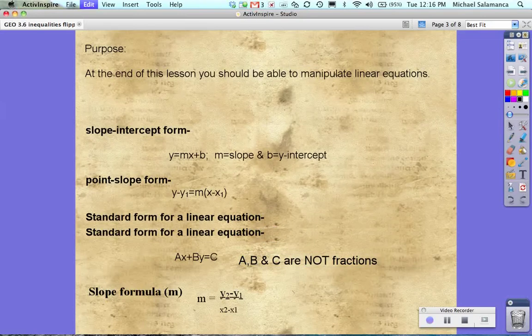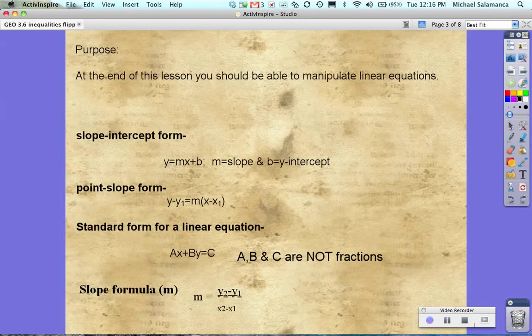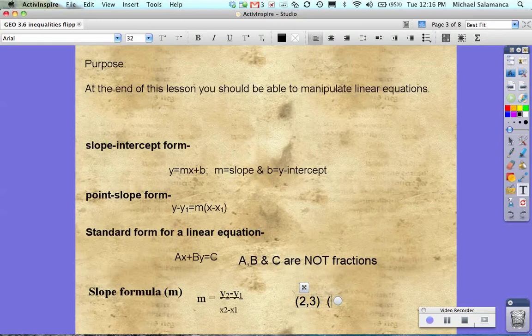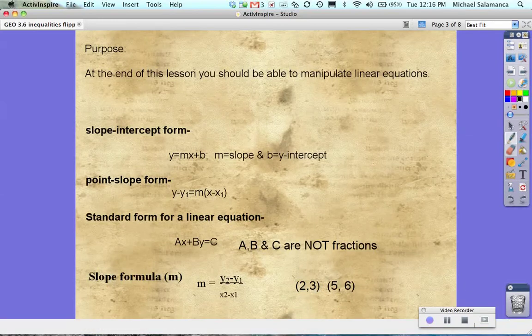Last thing is for the slope formula. The slope formula is defined as y sub 2 minus y sub 1 divided by the quantity x sub 2 minus x sub 1. So this really just finds the change in our x's and our y's. So I've also worked on creating a shortcut to help you determine the slope in a much more efficient and faster way.